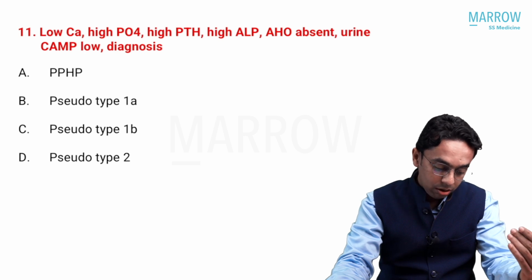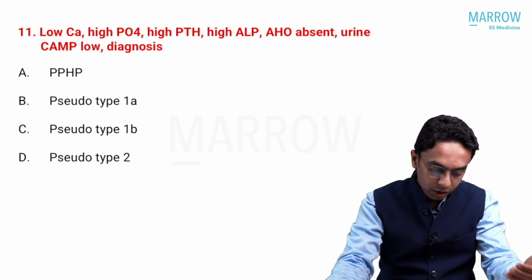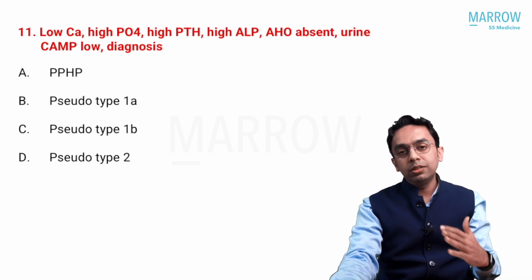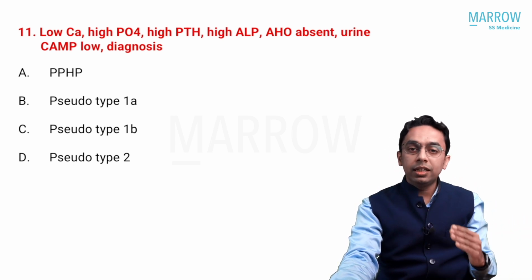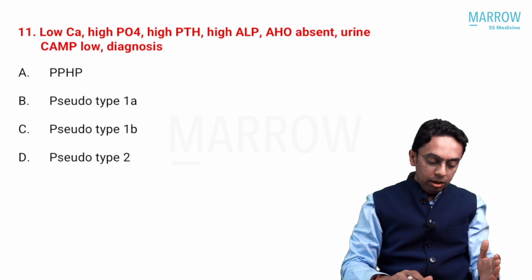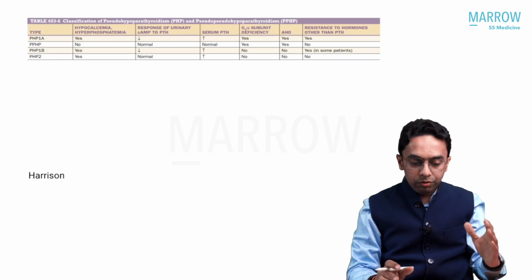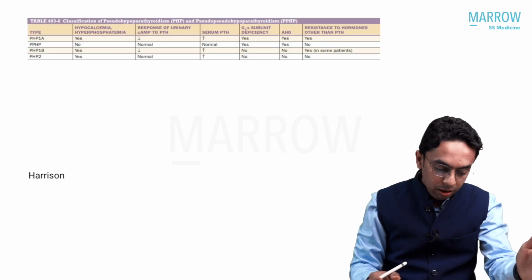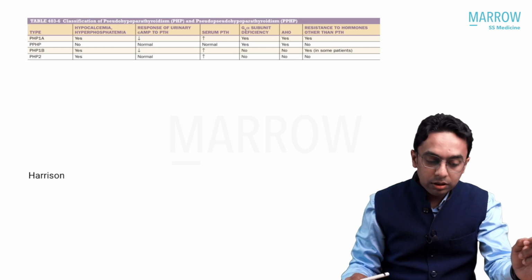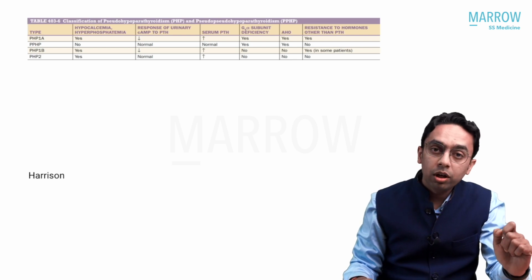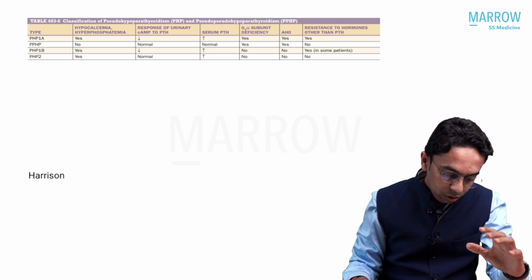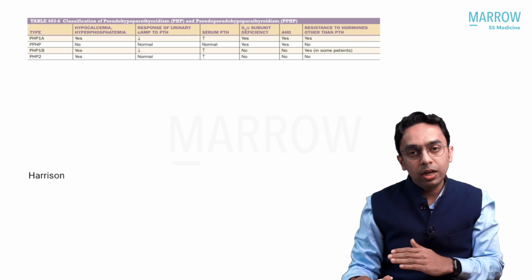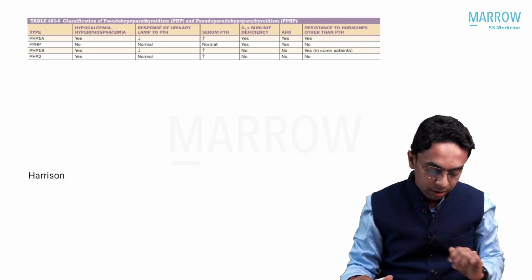Coming to question number 11: low calcium, high phosphate, high PTH, high ALP, AHO absent and urine cAMP low. What is your diagnosis? So see, this is slightly tough to remember, I know that, but this chart we have discussed many times. We discussed this when I was discussing question number 41 in bone.